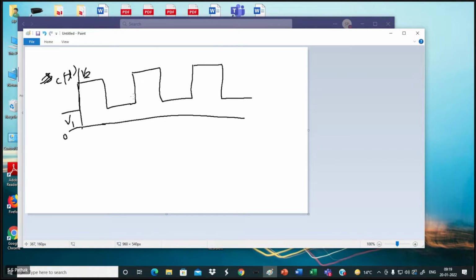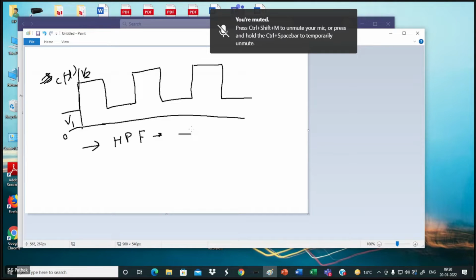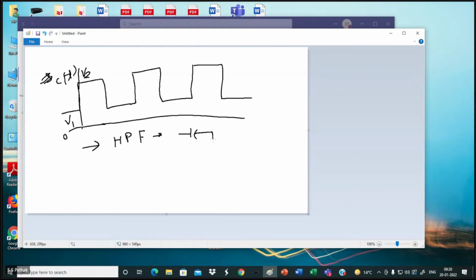Now, when this square wave is given to the high pass circuit, HPF, that means I'm putting it here, and this is the output I'm taking, V0(t) or C(t), whatever name you give. This is applied to this. So what you will be getting at the output is that some average will be subtracted.